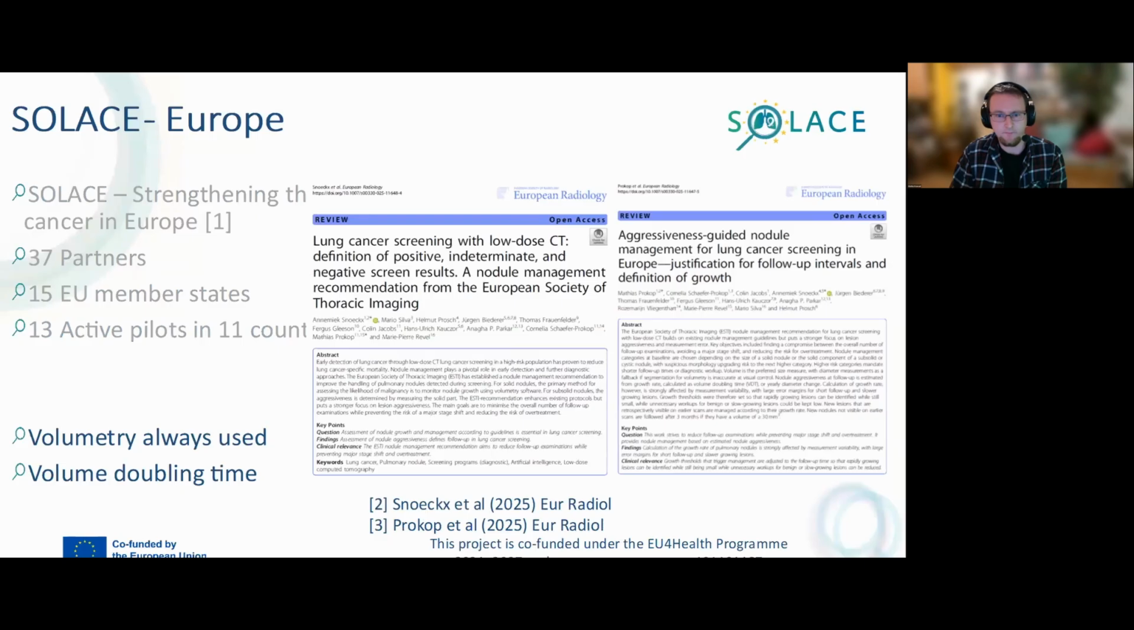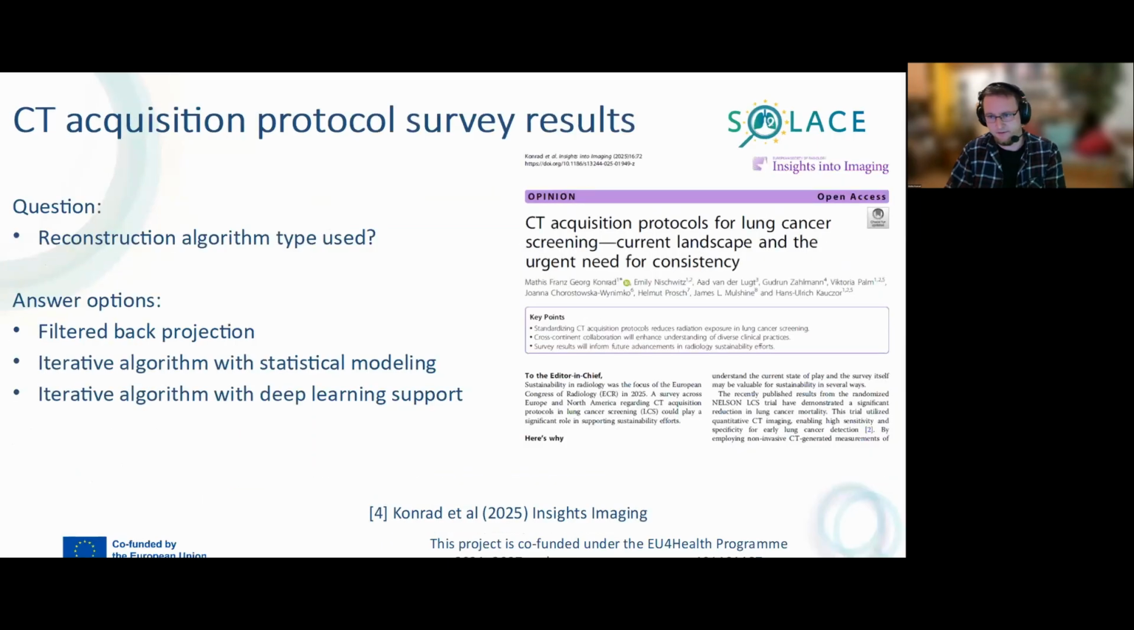So this year there were 2 publications. There were also a lot of authors who are involved in the SOLACE project, and they mention how you can adapt the volume doubling time, what's the way to use it in practice, but it doesn't really touch on technical aspects. So technical aspects are also something that we want to look at. From my perspective as a physicist, that's the most interesting topic, of course.